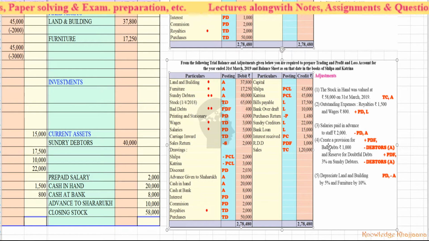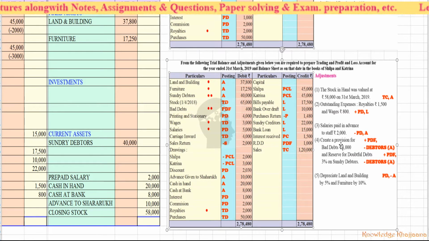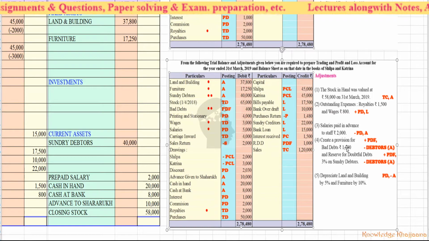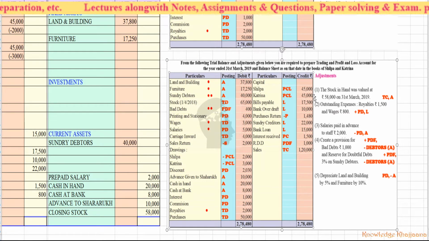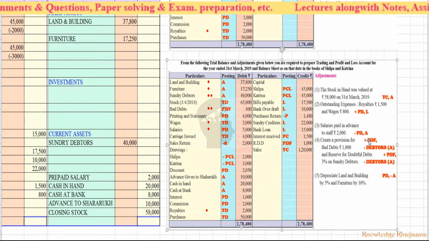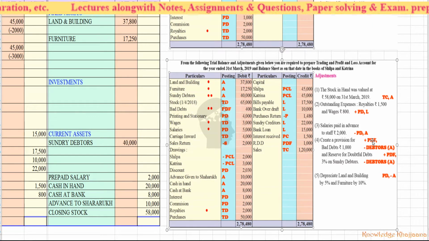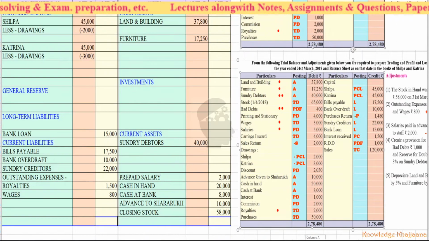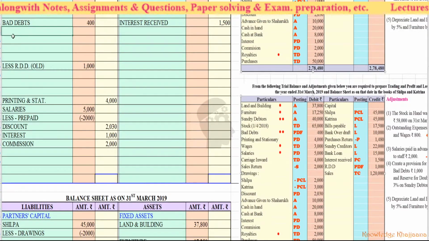Okay, then the next important thing, right? See, create a provision for bad debts rupees 1000. See, this is given in the adjustment for the provision for bad debts. So it is a new bad debts, right? Because it is given in the adjustment. So what should be done with the new bad debts? The new bad debts must be added to the old bad debts, as in the profit and loss account as per the formula. How much of new bad debts? Rupees 1000.